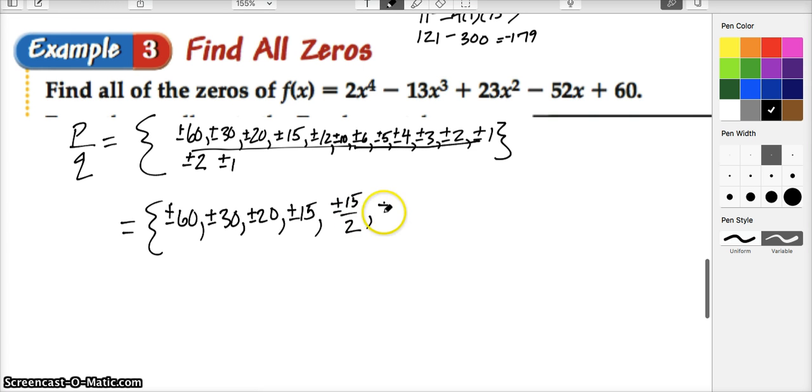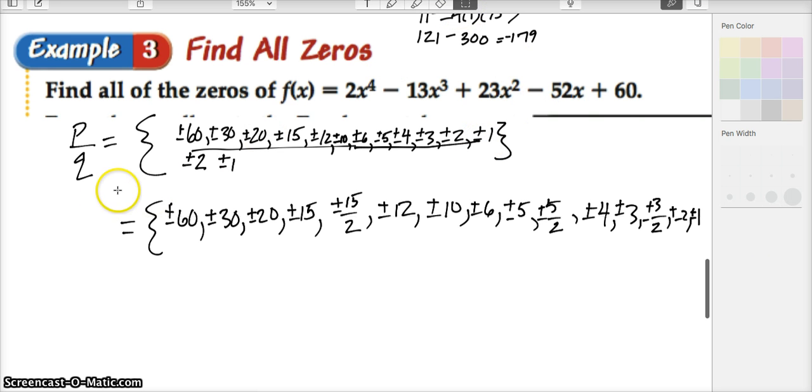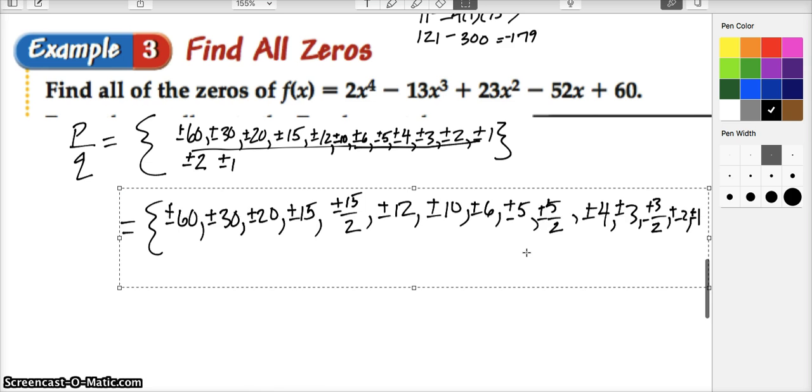Plus or minus 12, but 12 over 2 is 6, so I'm cool. Plus or minus 10, and 10 over 2 is 5, so I'm cool. Plus or minus 6, 6 over 2 is 3. Plus or minus 5 is cool, but 5 over 2 is not represented in our current set. Plus or minus 4, 2 is represented, so I don't have to do 4 over 2. Plus or minus 3, plus or minus 3 over 2, plus or minus 2, and 2 over 2 is 1, so that's covered here, plus or minus 1, and plus or minus 1/2. Oh boy, we're in trouble, right?